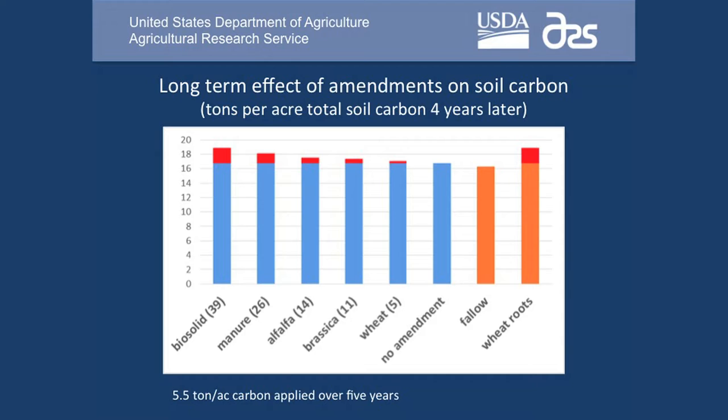For some reason, which I do not know, I can only conjecture, municipal biosolids was extremely effective at increasing soil carbon. And that has been very persistent. In other words, I've measured it just recently and it's still there about 7 years later. 39% of the biosolid we applied could still be found in the soil 4 years after we stopped applying it. Manure is pretty effective, 26%.